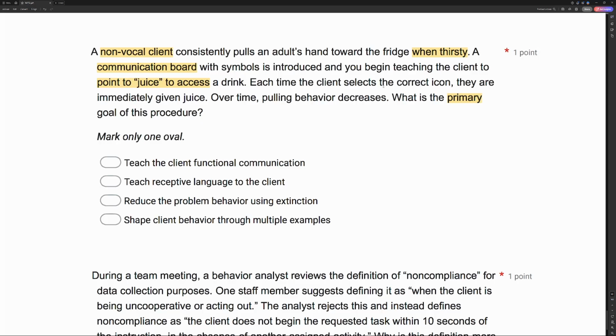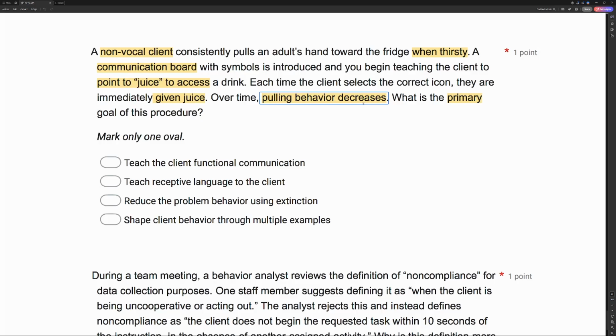So continuing, each time the client selects the icon, they are given juice, so they're reinforced for the right icon. And then at the end, it says pulling behavior decreased. Now, pulling behavior decreasing could be a benefit of the communication board, but is that our primary goal?